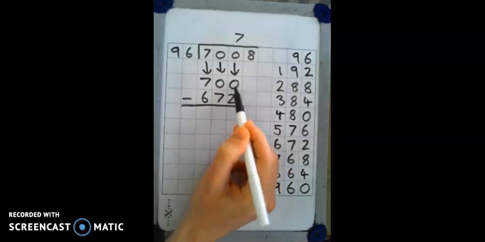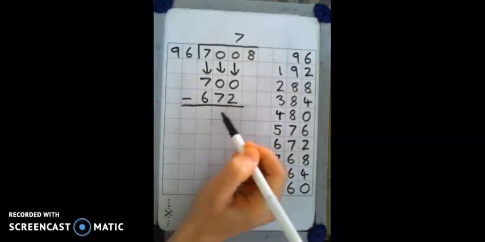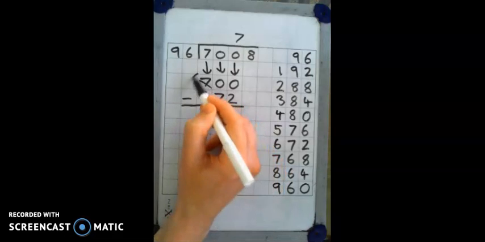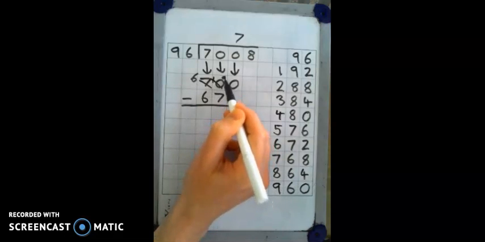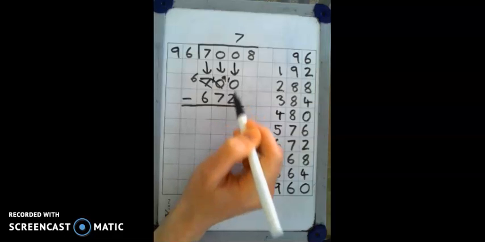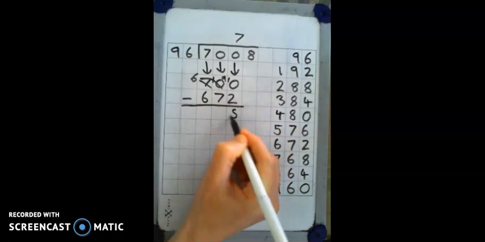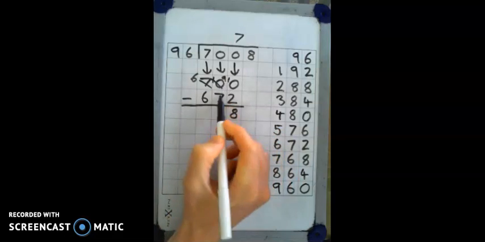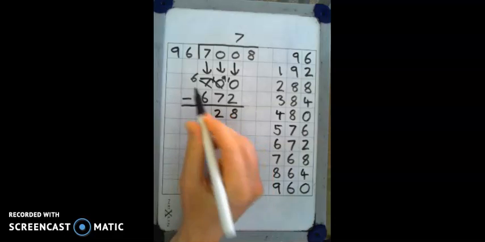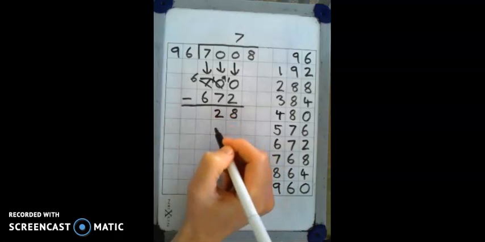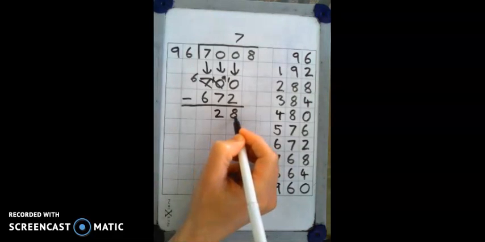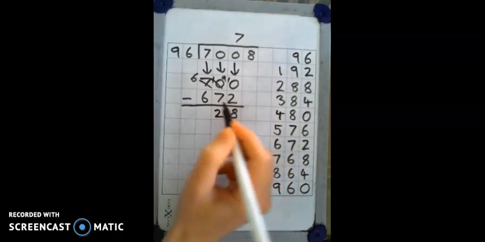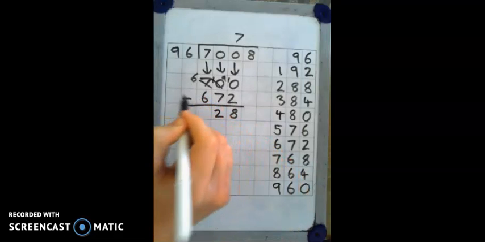We can't take 2 away from 0. We can't take anything from here. Take one of those to there. Then that becomes 9 and that becomes 10. 10 take away 2 is 8. 9 take away 7 is 2. 6 take away 6 is 0. 28 left over. We've done the divide, multiply and subtract.